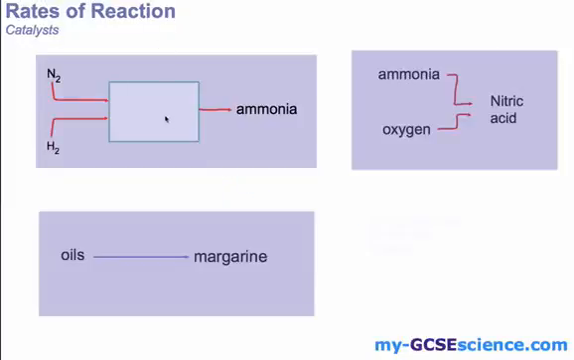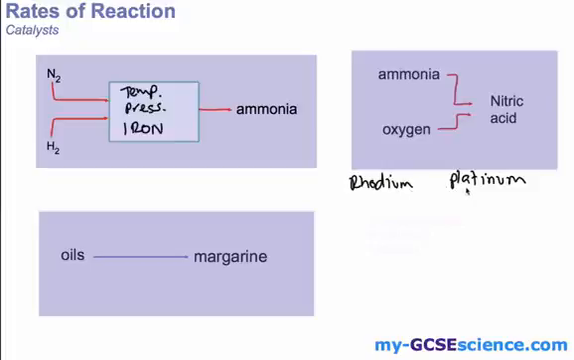Here are a couple of examples of reactions that might use catalysts. In the production of ammonia, we do increase the temperature, we do increase the pressure on the two gases, but we also use an iron catalyst. For producing nitric acid, we use something called rhodium and platinum, and these are catalysts that speed up the reaction. Here, these are actually very, very expensive, but the advantage is because you can use them over and over again, that does reduce cost. One last example here is converting oils into margarine, and we used a substance called nickel, which was a catalyst in this reaction.